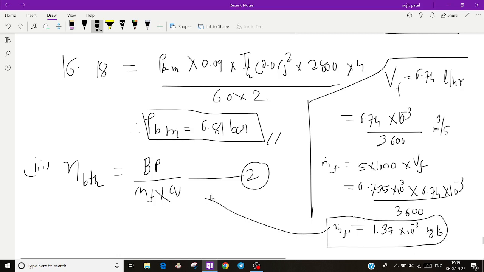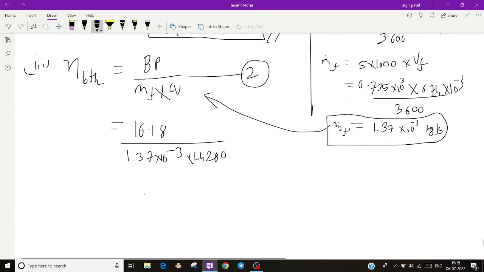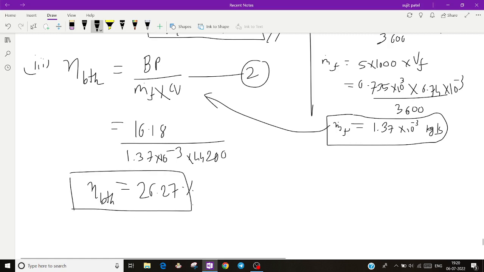So put this value over here. We have brake power 16.18 in kilowatt, mass of the fuel 1.37 into 10 to the power minus 3, into 44,200. When you solve this, you will get a brake thermal efficiency of 26.27%. So this is the answer of the third portion that they have asked.